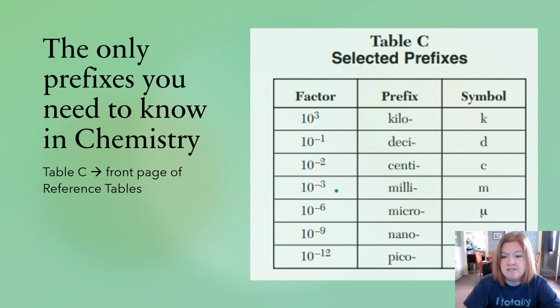The only prefixes that you need to know in chemistry are in table C. That's on the front page of your reference table. So you can see, like I said, there's kilo, deci, centi, milli, but hecto and deca aren't there. Okay, and then we have some much smaller ones because when we're talking chemistry, we're talking tiny, tiny things. So we may need those smaller measurements.